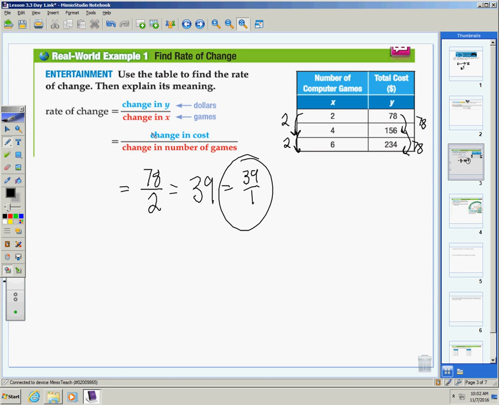Now, explain its meaning. What does this mean? Well, this is cost divided by games. We can all see we did cost divided by games. So 39 over 1, $39 divided by 1 game. Remember, division is the same thing as per. So $39 per game. Each game costs $39. That's basically what the meaning is.